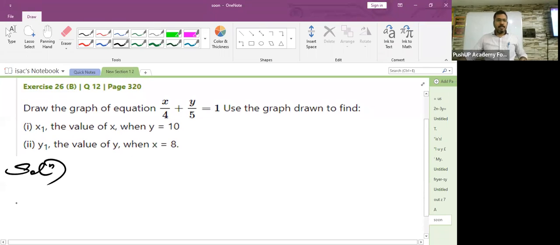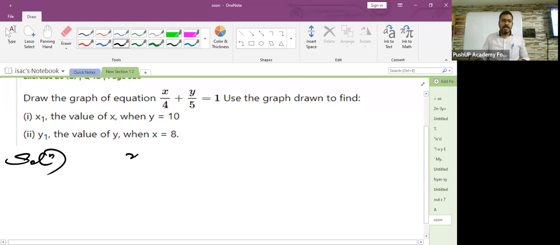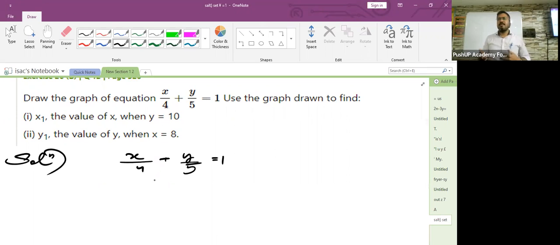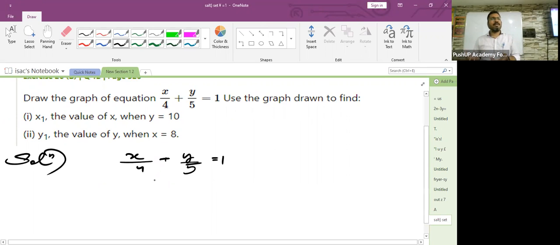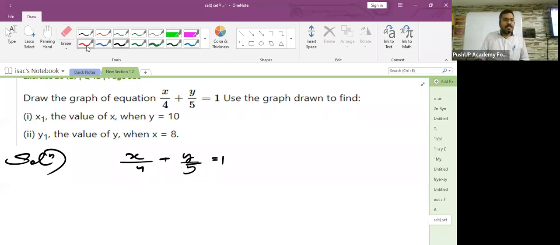Draw the graph of this equation: x by 4 plus y by 5 is equal to 1. This is one chapter where the teacher's effort is very less. It's all the students' effort, because we teachers don't have much to teach in this. Simplifying the equation and creating the table, the major portion is plotting the points on the graph paper. That has to be done by you. So let's simplify this equation. Only these portions I can help you.